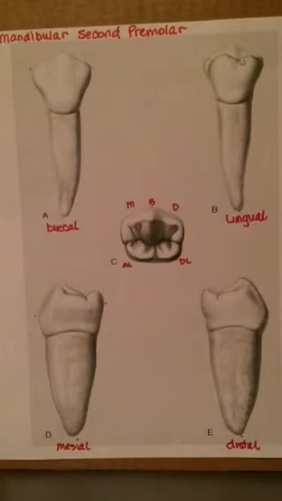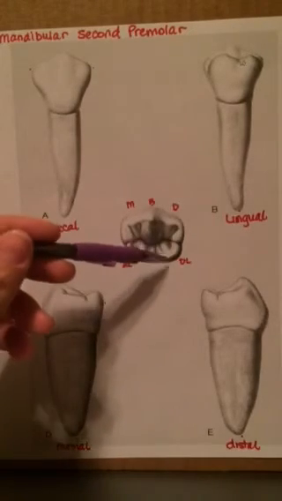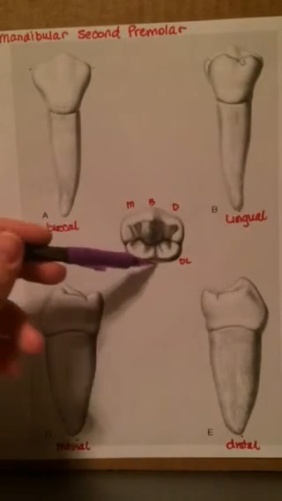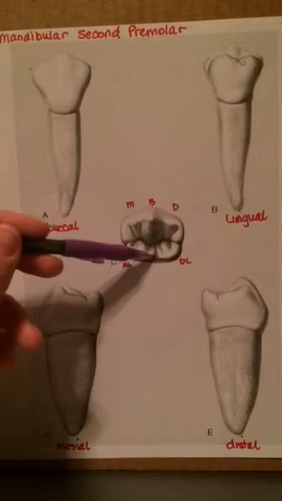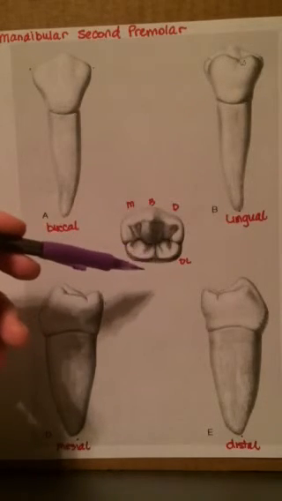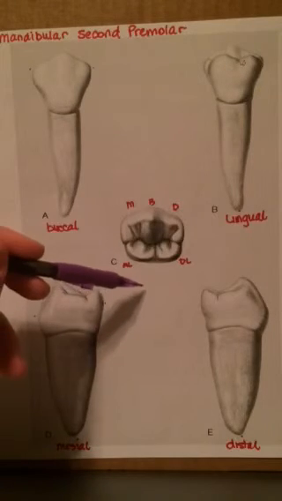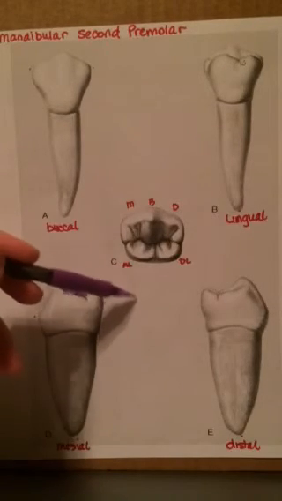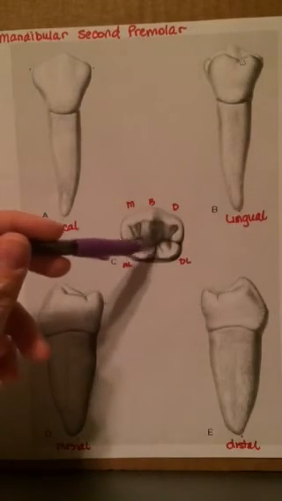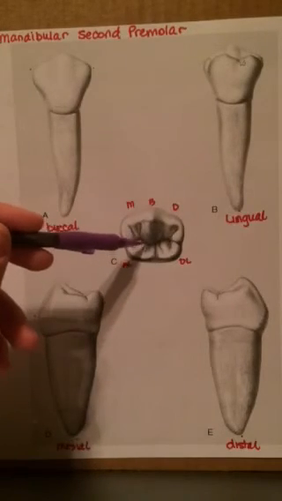On the two-cusp type, the lingual surface of the crown is more convex. So it tapers lingually, and there's no developmental groove, like we said, present. Now on the two-cusp type, it will either be an H or a U. The three-cusp type is the Y.